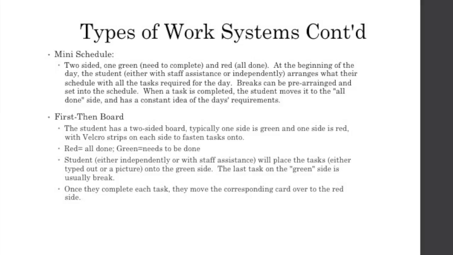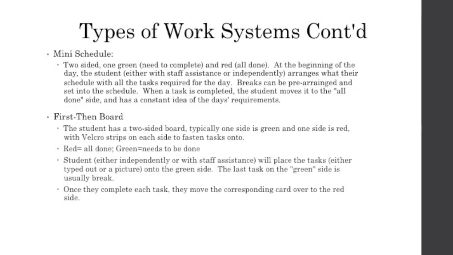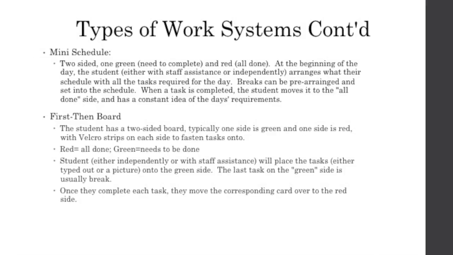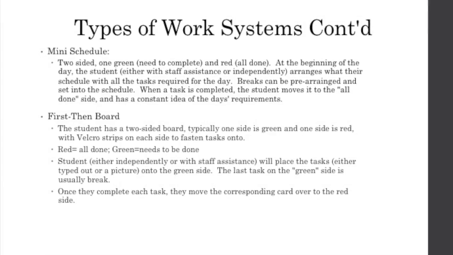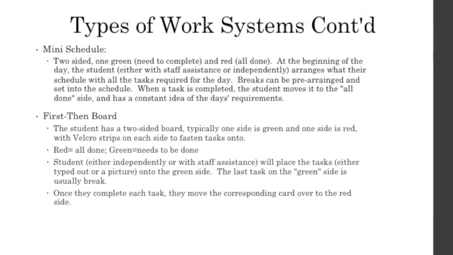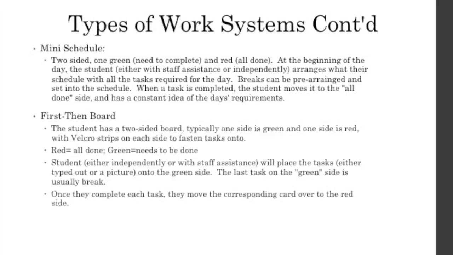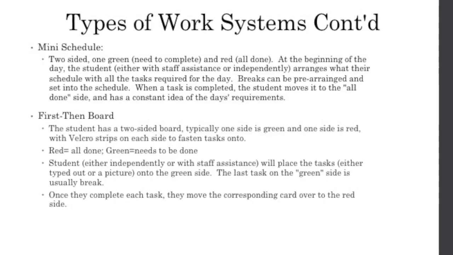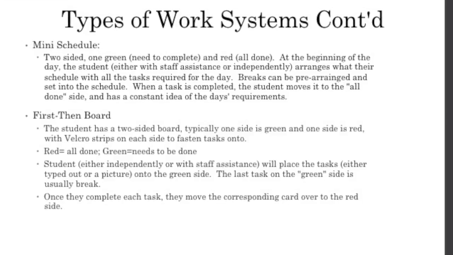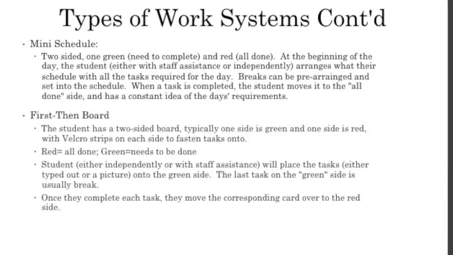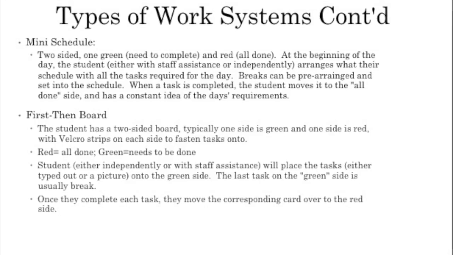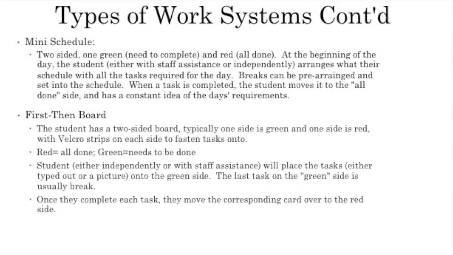A mini schedule includes a two-sided board or paper, one green side and one red. At the beginning of the day, the student's schedule is arranged with the required tasks. When a task is completed, the student moves it to the all done side. This helps the student visually see what tasks are still required. Finally, a first-then board looks and functions like a mini schedule board, but can be used for smaller tasks so that the student does not become too overwhelmed with longer ones.